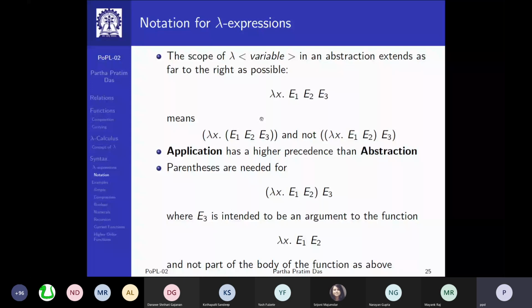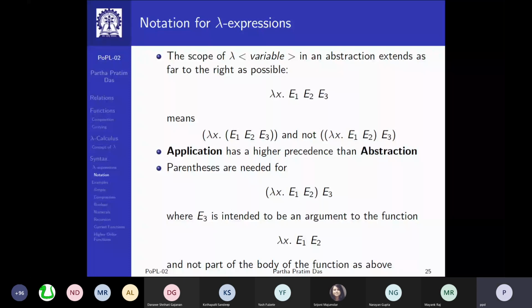And it does not mean that you take, say, the first part, lambda x dot E1 E2, where E1 E2 is the body on which x is bound, and that abstraction is applied onto E3. And these two are meaning two different things, you can see. Just the placement of the parenthesis changes the meaning. This whole thing is an abstraction. Here, there's an abstraction and then there is an application. Right.